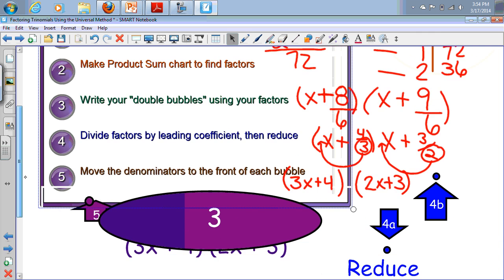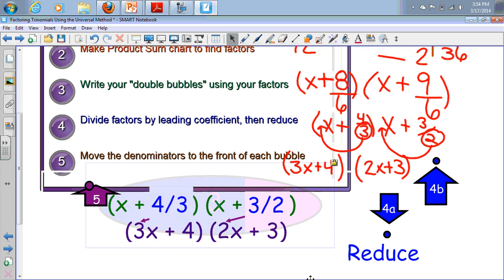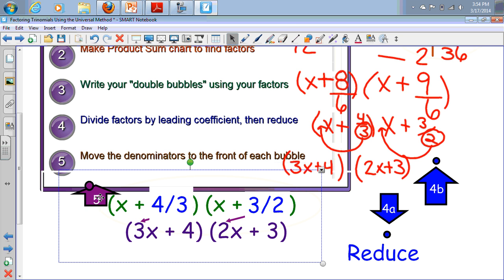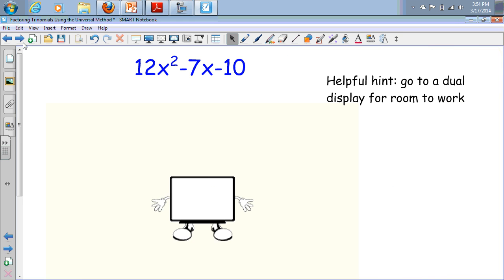Okay. Is that what they ended up with here? Ta-da! It is. So you can see 4 and 5 right here. Okay? So let's go over our steps again. Make sure we don't have a greatest common factor, which we didn't. Make our chart, which is over here. Write our double bubbles. Divide by the leading coefficient. Simplify.